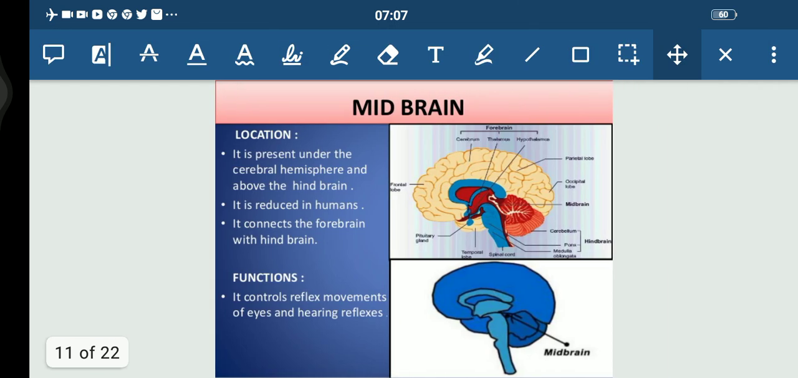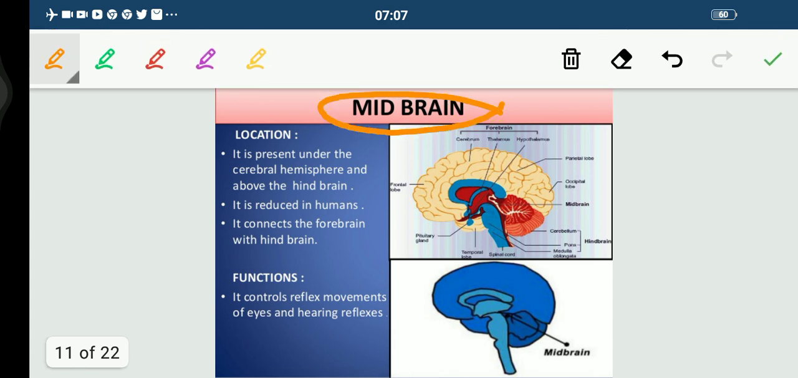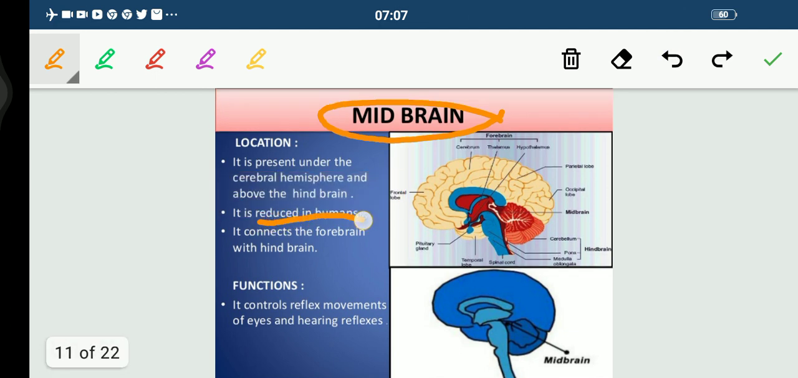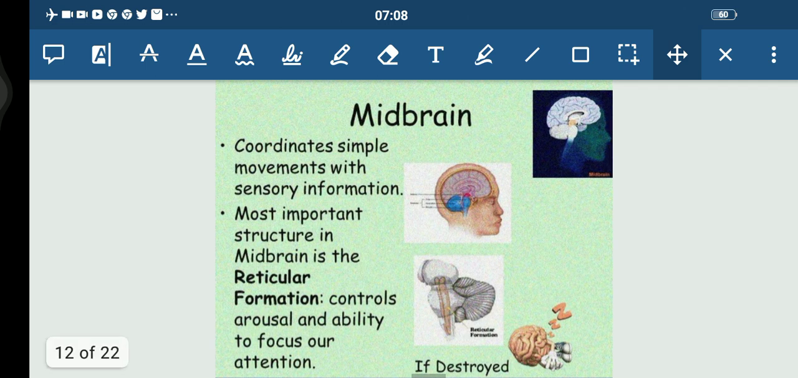Now, coming to the midbrain. You can see here, talking about the midbrain, it is present under the cerebral hemisphere and above the hindbrain. Remember this, above the hindbrain. It is reduced in humans. It connects the forebrain with the hindbrain. The main function of the midbrain is to control the reflex movements of the eyes and hearing reflexes. So it coordinates simple movements with sensory information, right? Mainly focus and attention. It controls arousal and the ability to focus our attention.